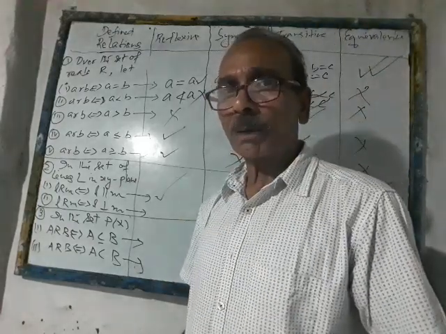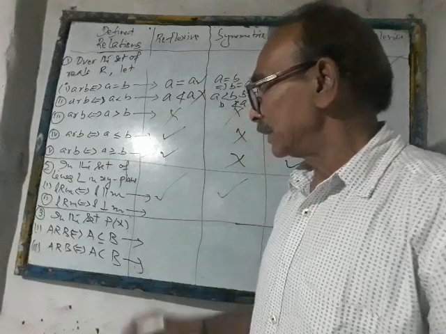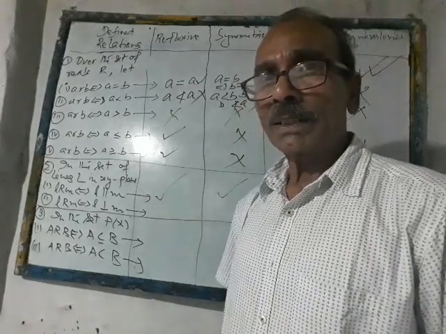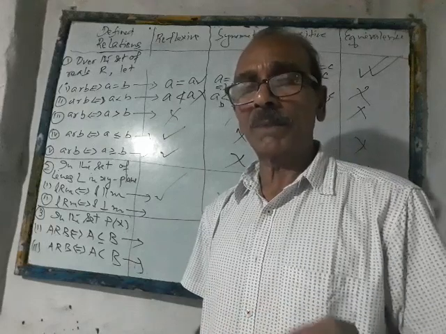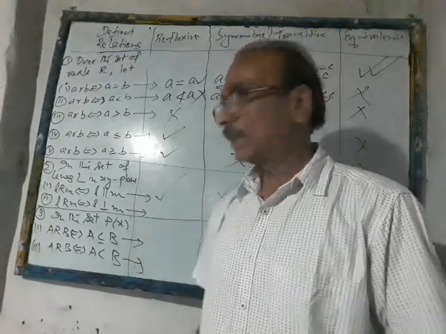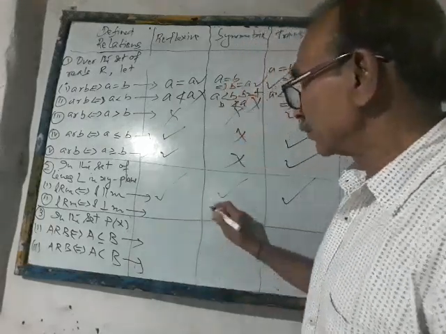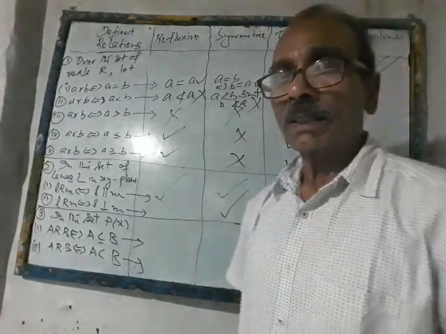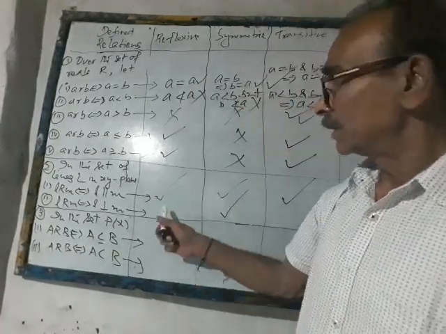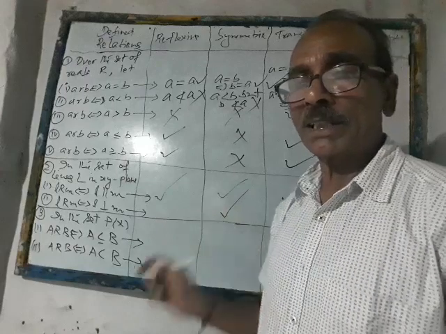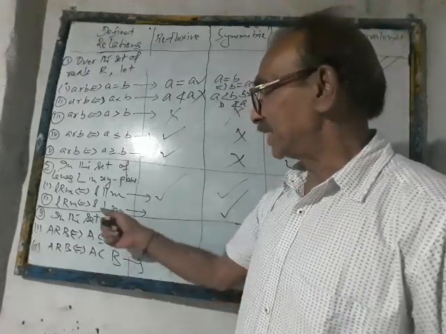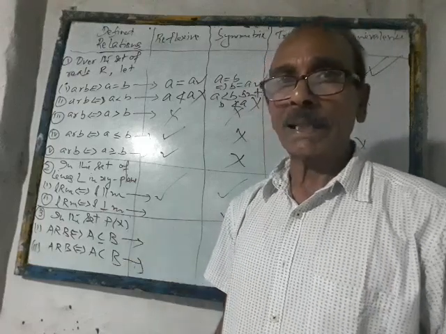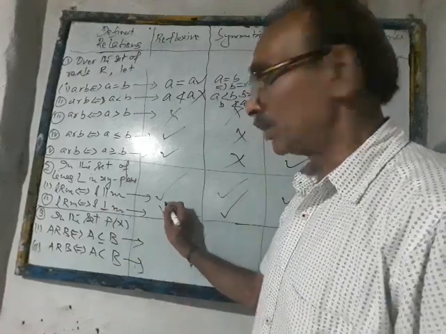Now what about the relation of perpendicularity? Is it symmetric or not? Yes, it is symmetric, because if L is perpendicular to M, then M must be perpendicular to L. So this is symmetry. But reflexivity as well as transitivity are not obeyed by this particular relation, because no line can be perpendicular to itself, so this is not reflexive.